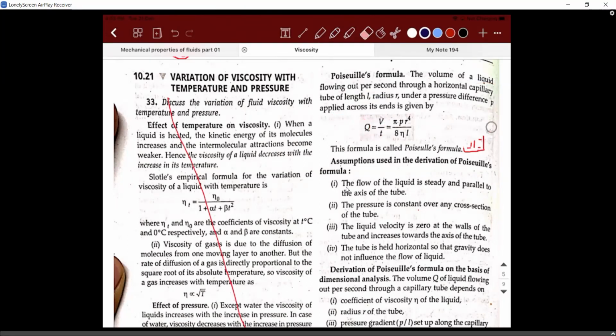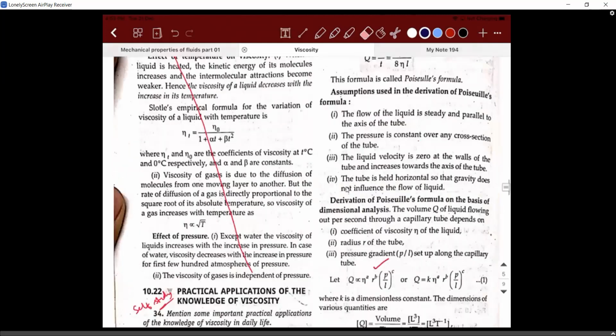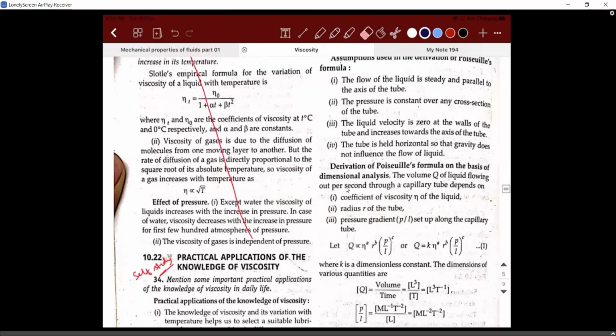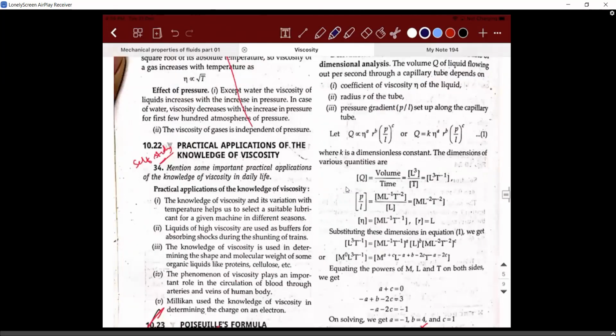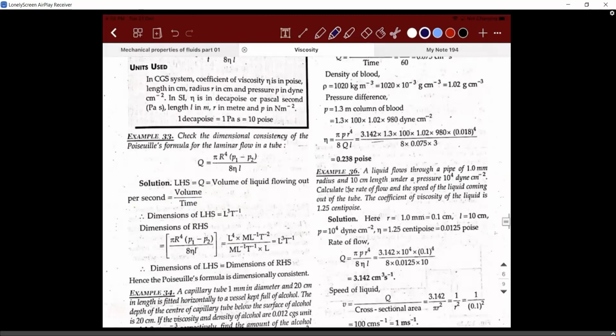So this formula actually involves a little bit of capillary action and all. This one I will explain after I explain the capillary action. So let me go to the next part.